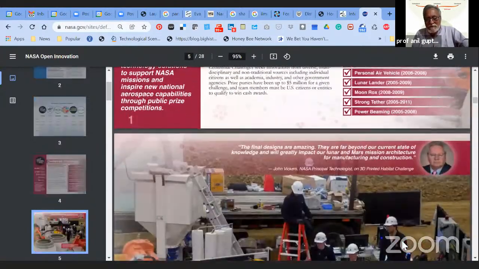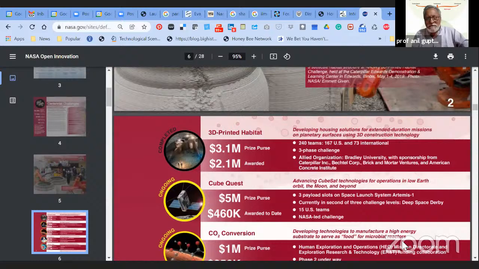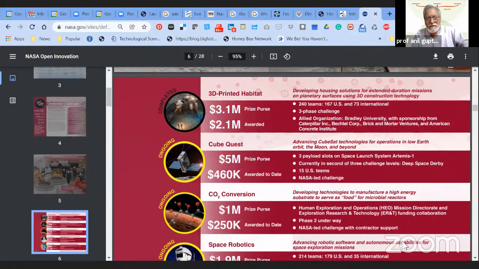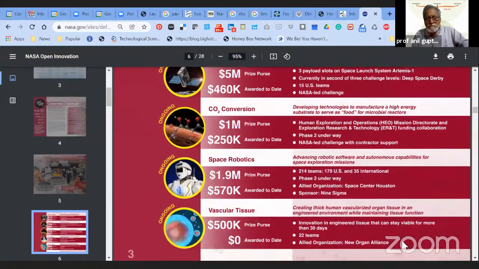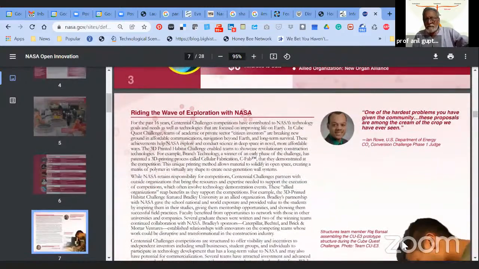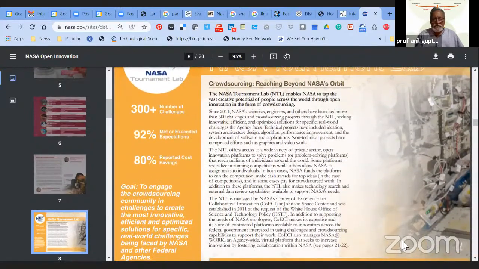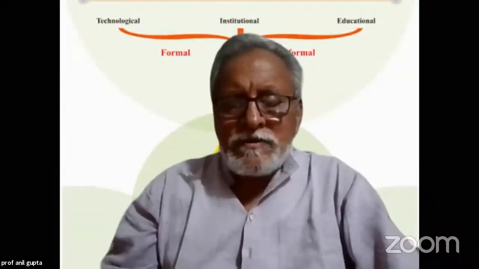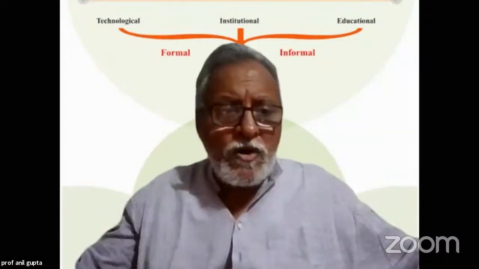So this is just about NASA, that they are trying to find solutions from our society at large, prize money, 3D printed habitat, cube quest, carbon dioxide conversion, space robotics, vascular tissue, engineering tissues, different teams. And they have given examples of these solutions that have come through this mechanism. Crowdsourcing, reaching people from outside and getting the solutions. So it is not that I'm trying to tell you something which is only for India. The world is changing all over the world.